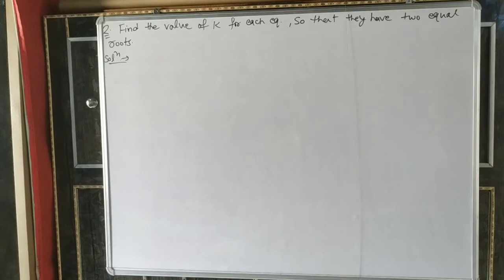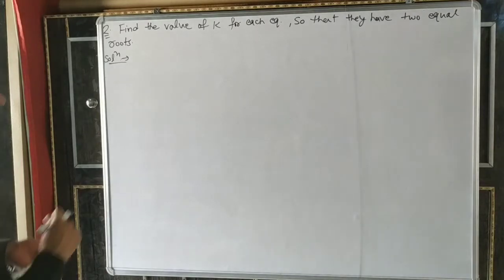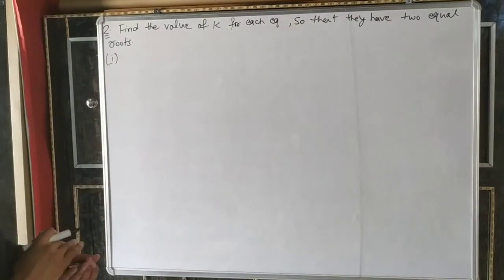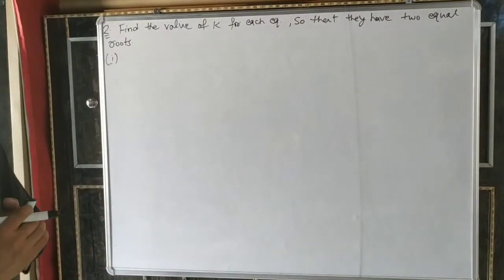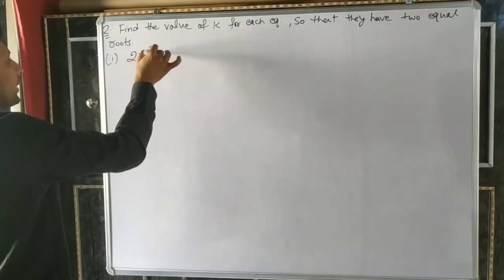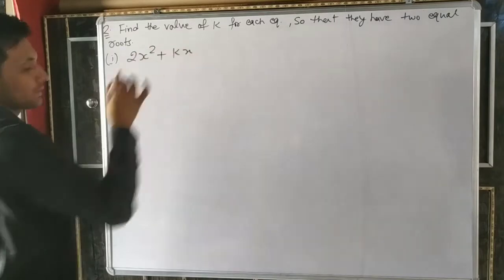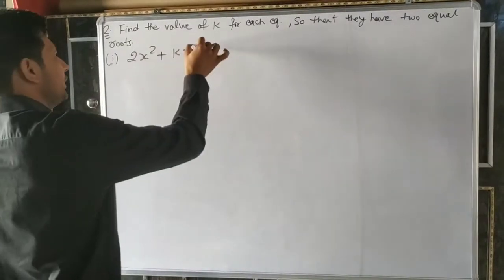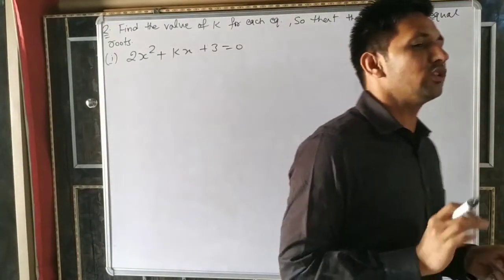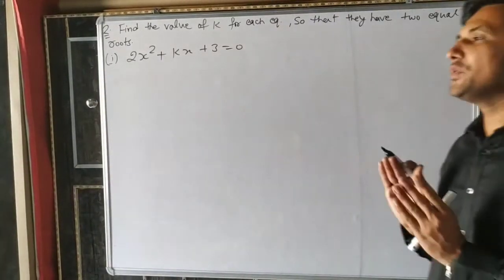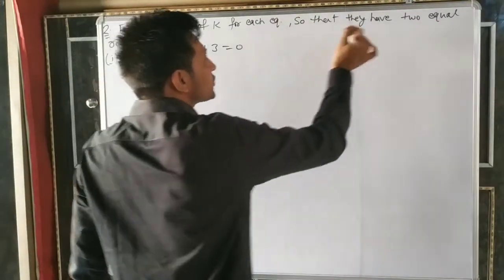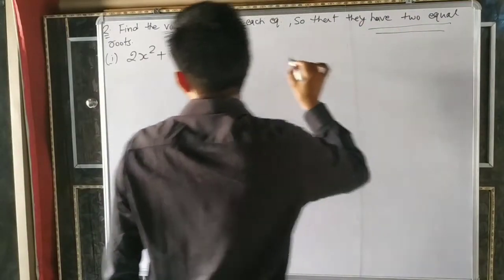Now dear, second question. What is given? Find the value of k in each case so that they have two equal roots. And what is given? 2x square plus kx plus 3 equal to 0. Always there we will use whatever is given in the question. What is given? So that they have two equal roots.